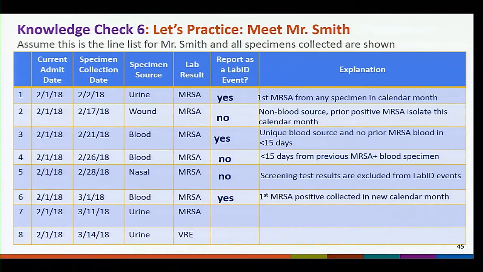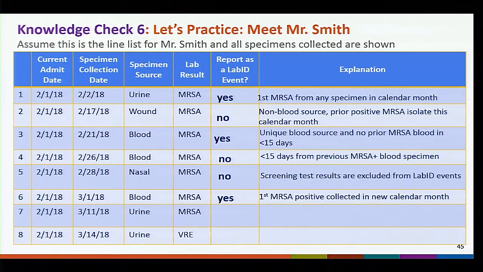Good. I hear somebody. So it is the first positive in the month. Even though he had a positive blood within the previous 14 days, this is the first positive MRSA for that month. So it still gets reported. Now, if it was reversed and he had a urine first and the blood second, then you would not report the blood, right? Because it would be considered a duplicate. But since this is the first positive blood for that month, we do report it.